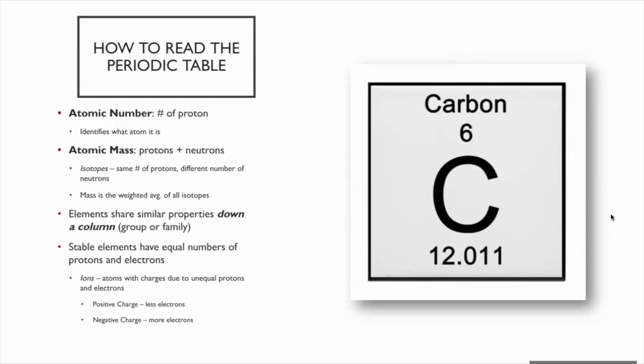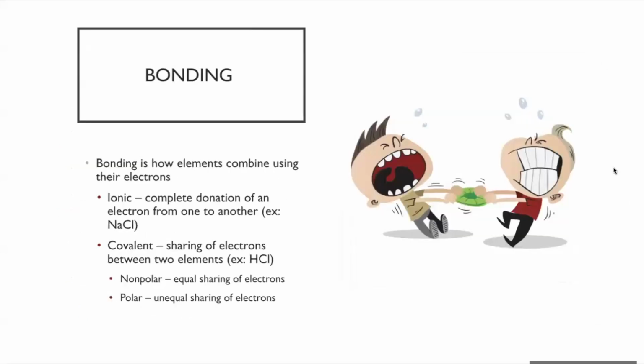Elements share similar properties down a column. That is called a group or a family, as we talked about on the last slide. Stable elements have equal numbers of protons and electrons. Ions, atoms with charge due to unequal protons and electrons, can either have a positive charge or a negative charge. If it has a positive charge, that means it lost electrons and it's getting less negative. If it has a negative charge, that means it gained electrons and it has more negative charge. So this is just pointing to each one of the elements that we talked about within carbon. So this is the atomic number is 6, the atomic mass is 12.011.